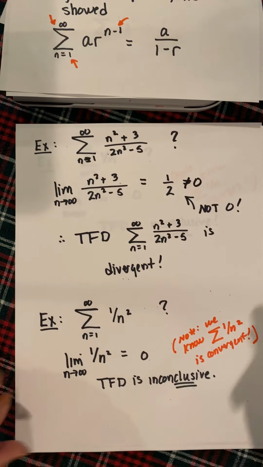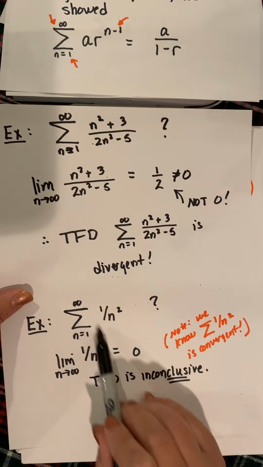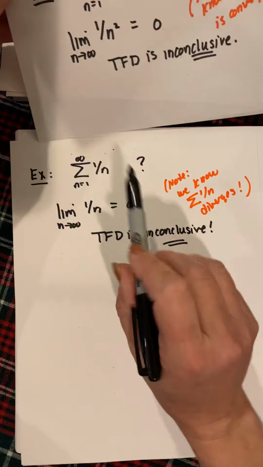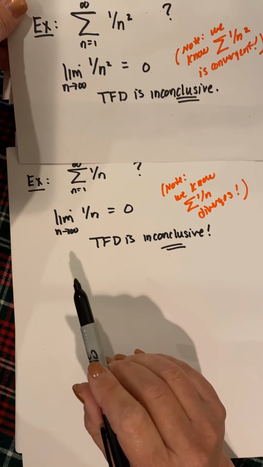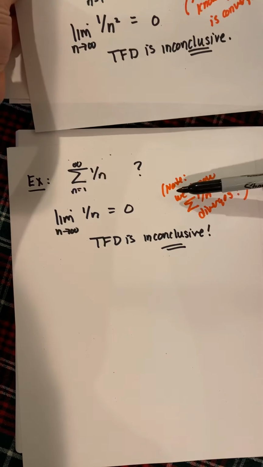If the limit is 0, here are two cases. The limit of this corresponding sequence and this corresponding sequence are both 0, but this series converges and this one diverges.